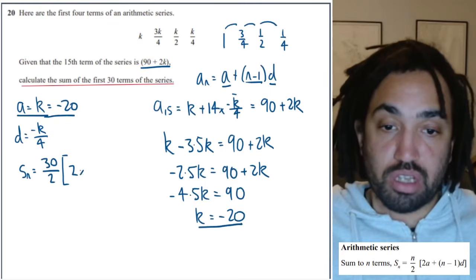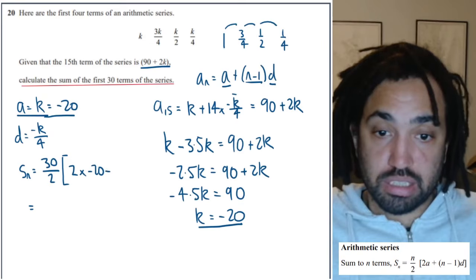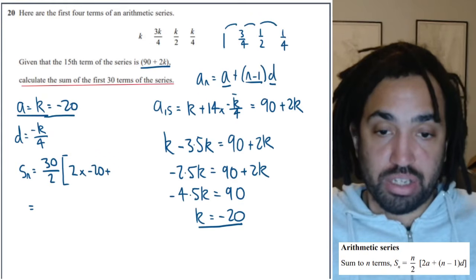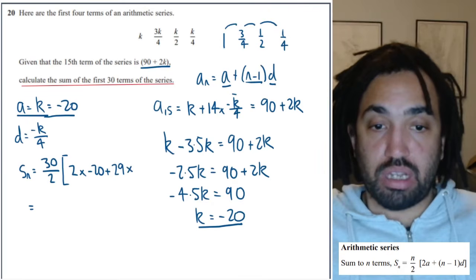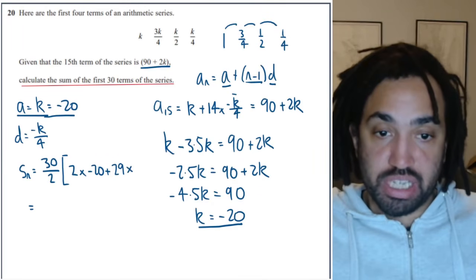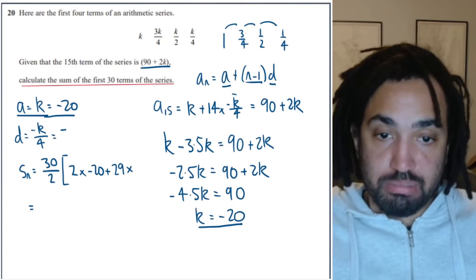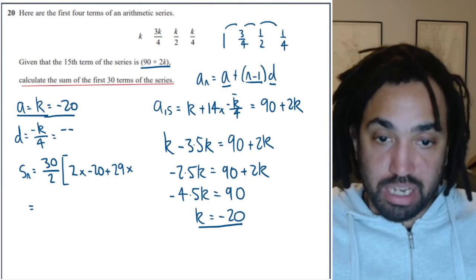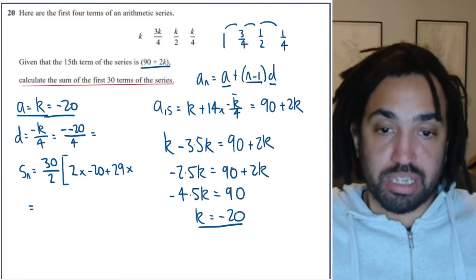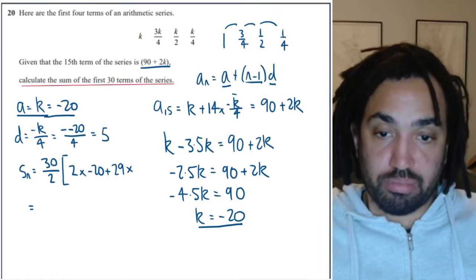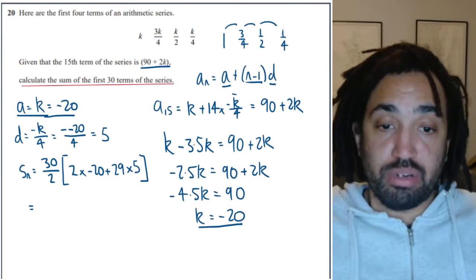So we'll do 2 times minus 20, and then we have to do plus n minus 1, which is 30 minus 1, 29, multiplied by d, which is minus k over 4. So that's minus, and then k is minus 20 over 4. So 2 minuses make a plus, so 20 over 4 is 5. So we times through by 5. Okay, we need to go to the calculator.